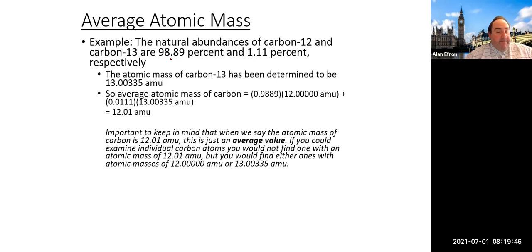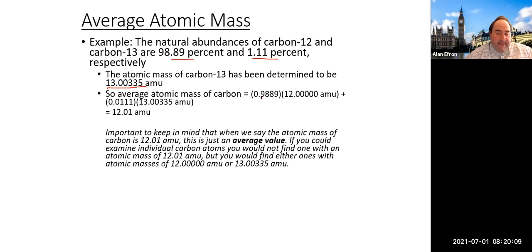So these are the percent abundances that are a lot of times given to you, or the relative abundance is sometimes referred to. Now, we know the mass of carbon 12, as we talked about, is 12 AMU. The mass of carbon 13 is about 13.00335 AMU. So we basically can use our formula that we just saw there.